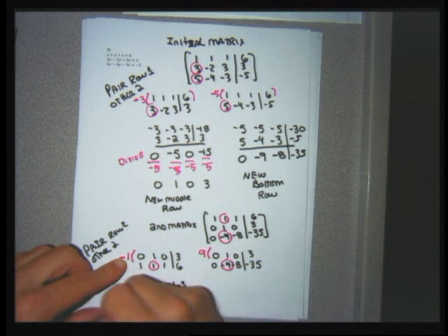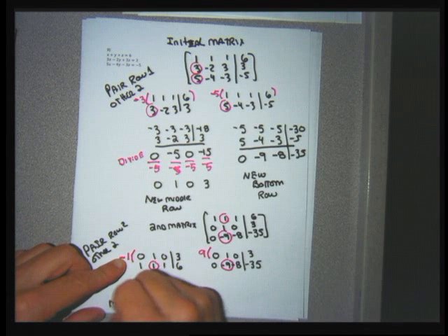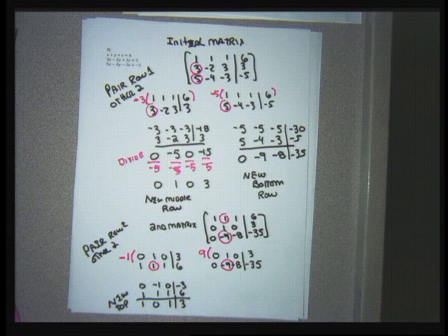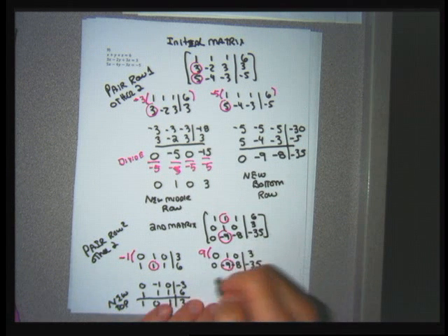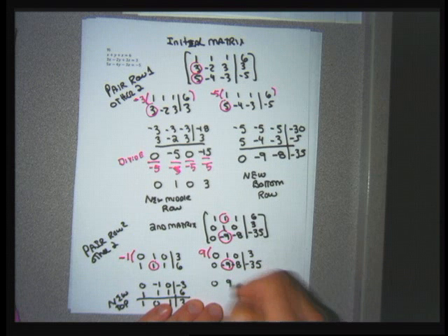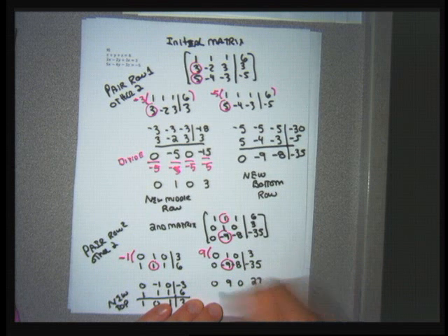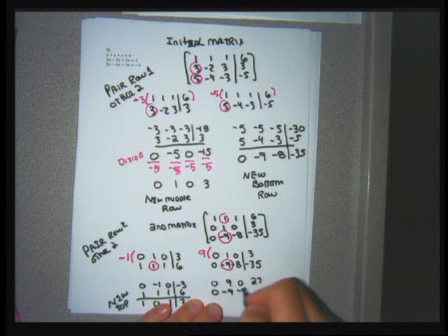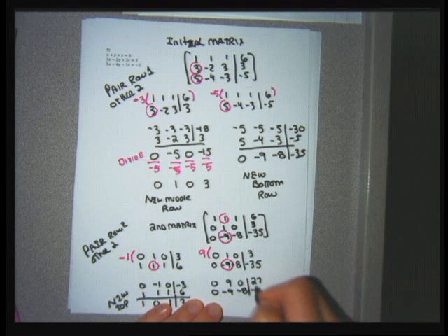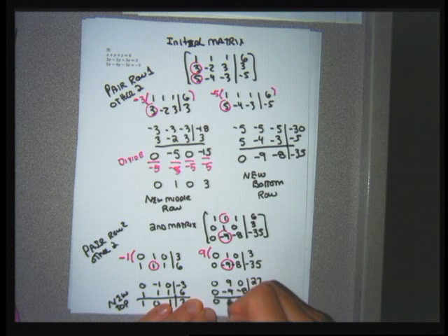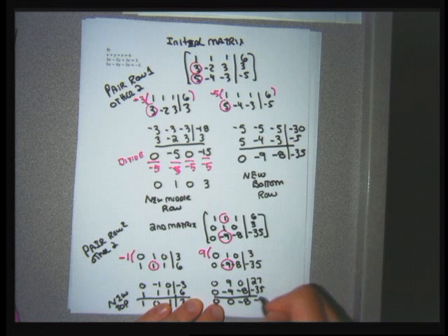This is going to be my new top row. And in a second here, I'm going to get my new bottom row. Multiplying this by 9, 0, 9, 0, 27. Then I have 0, negative 9, negative 8, negative 35. When I add these, I get 0, 0, negative 8, and negative 8.